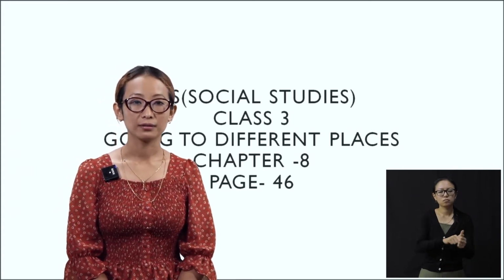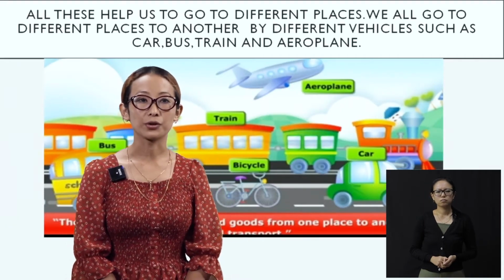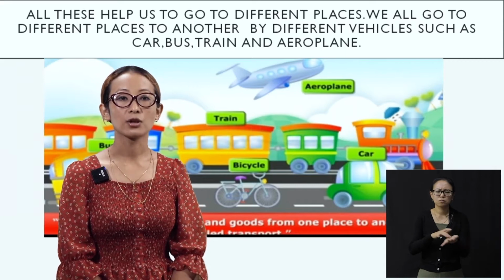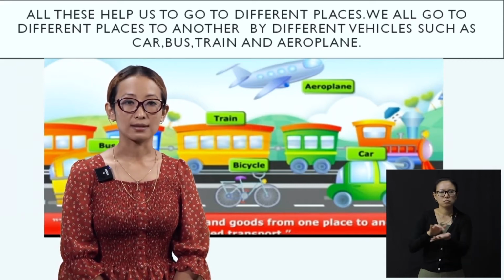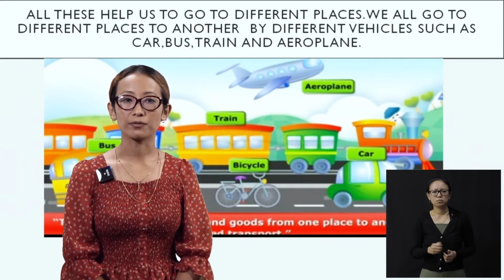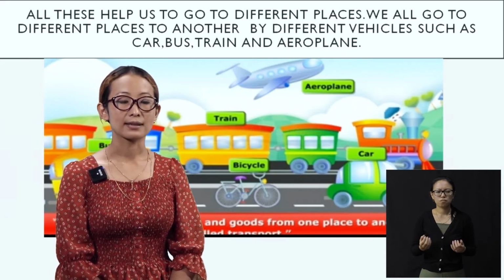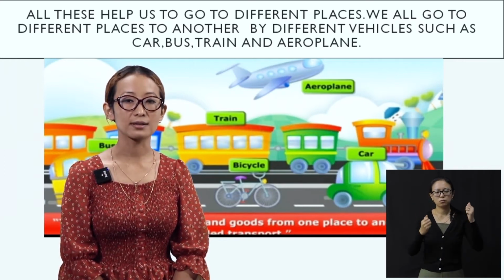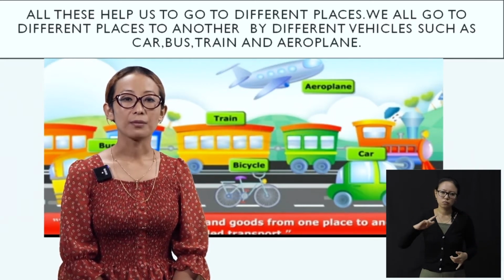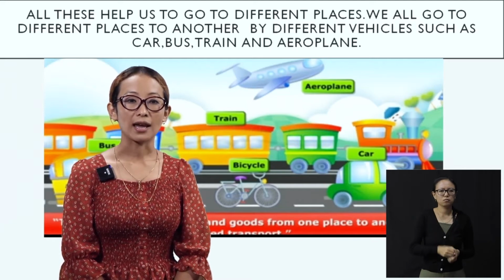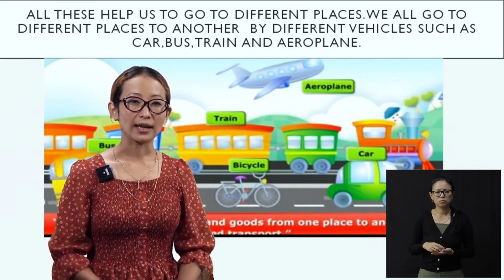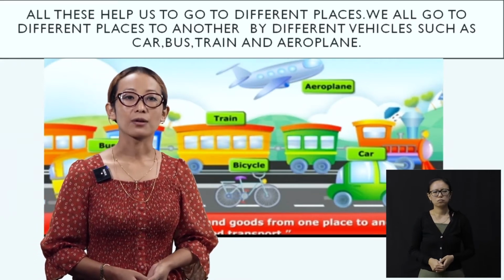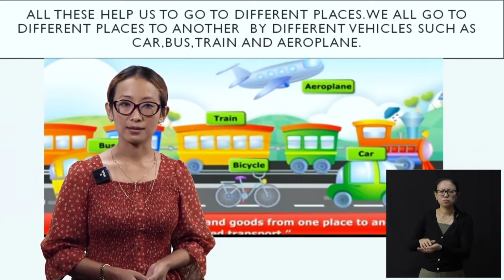So, before we go further, I would like to ask you some questions. Students, as we all know, we go to different places. There are some places that we can go to by walking. But there are some places which seem very far away from us because it's a very long distance, and we find it very difficult to go to those places. So there are some vehicles such as a bicycle, a car, an aeroplane, a bus, or a train. All these vehicles help us to move or to reach different places. We go to these different places by different vehicles.